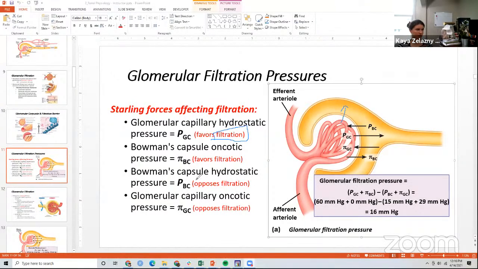Versus if we go the opposite direction, fluid in the nephron pushing on this wall, if we extend that arrow, it's a force opposing filtration. So the two hydrostatic pressures oppose each other.